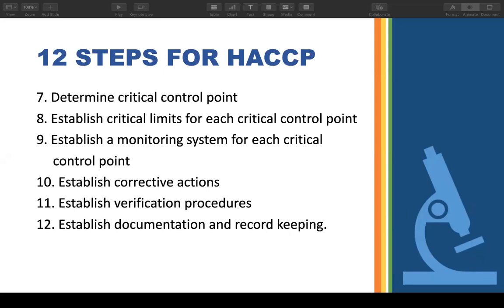That is, in the 12 steps for HACCP, the first 5 steps are what are added extra to the 7 principles. So the next 7 steps are basically the 7 principles of HACCP.